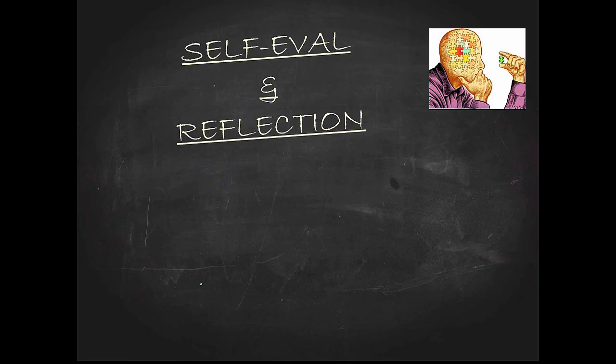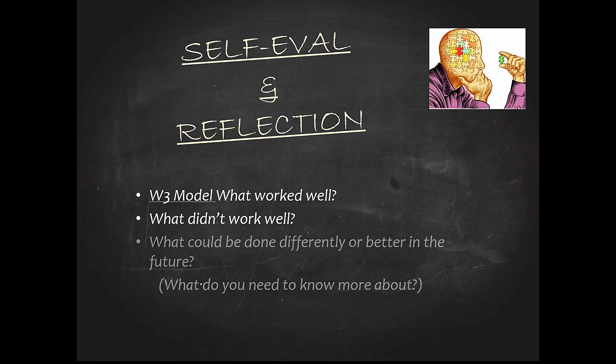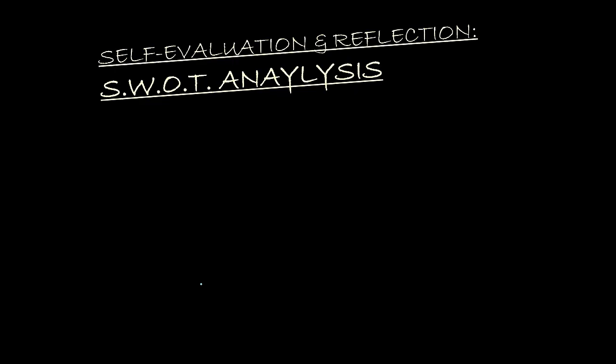The W3 model is effective and efficient. All you have to do is ask yourself, what worked well? What didn't work well? What could have been done differently? Or what can I do better in the future? And then what do I need to know more about? What are the steps to get there?